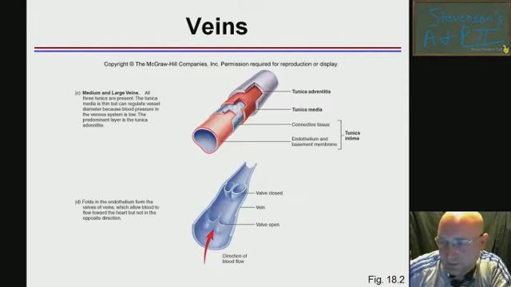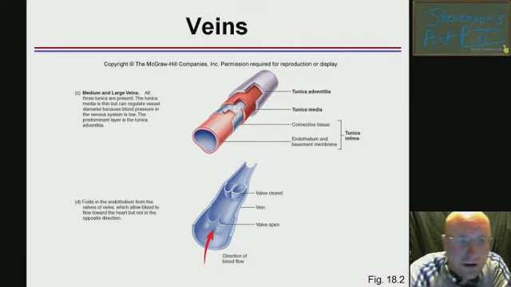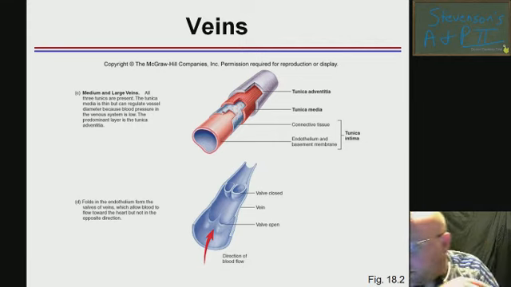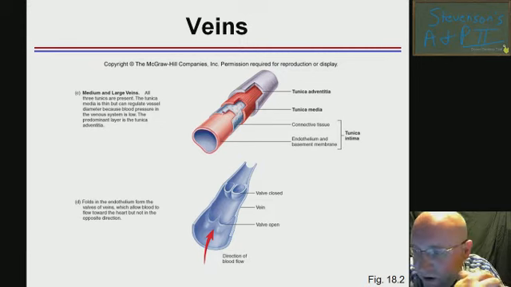Looking at the veins. Here in the veins, we see that there are 3 tunics: the tunica adventitia, tunica media, and the tunica intima. Sounds very familiar, right? Sounds kind of like an artery. Well, there's a couple differences. They're kind of more like the muscular artery as far as the way it's made up. But the diameter is larger and there's less pressure. So there's not as much need for a whole lot of elasticity. But they're fairly elastic.